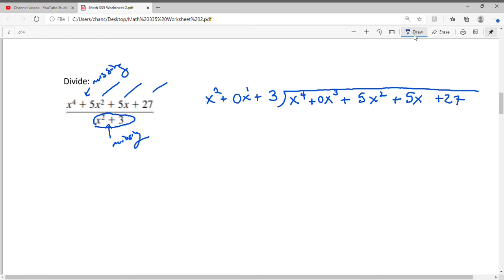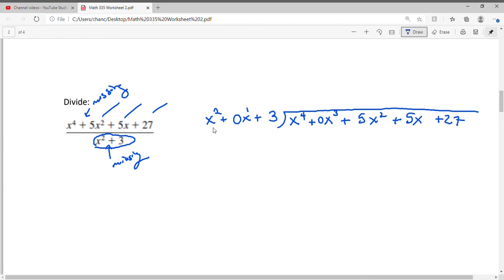Now we could do long division. Let's guess x squared times what gives us really close to x to the 4th. That's going to be x squared. Now we're going to take that x squared and we're going to multiply it to the divisor. x squared times x squared, that's x to the 4th. That's what I want. I want to cancel out this when I do subtraction. x squared times 0x to the 1st, well, that's going to give us 0x cubed. x squared times 3 gives us 3x squared.